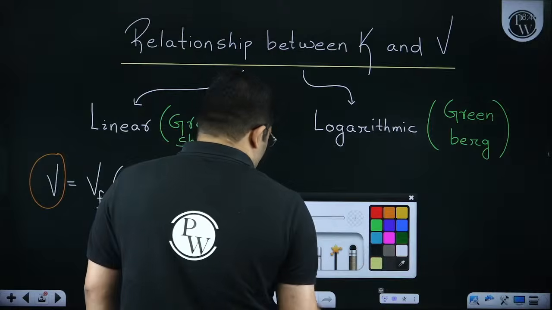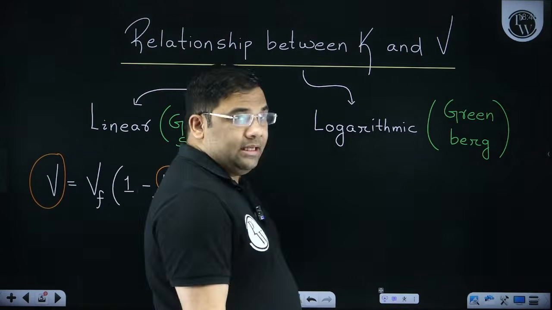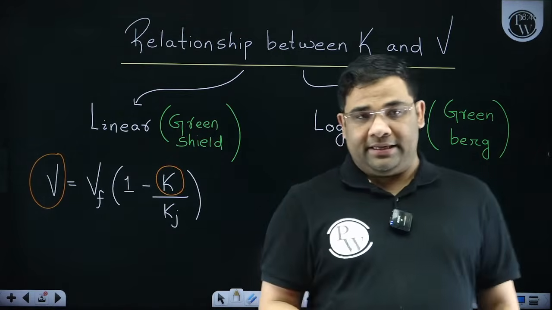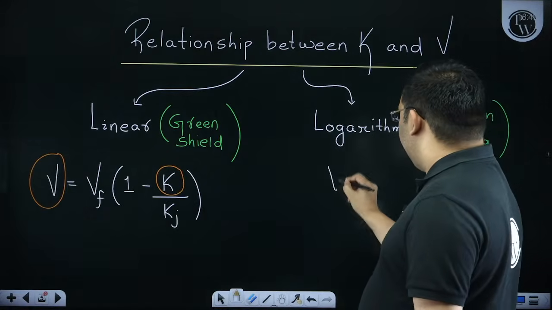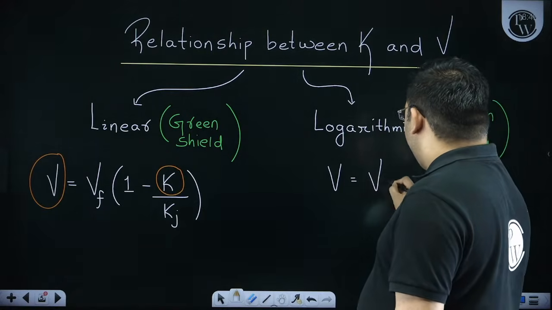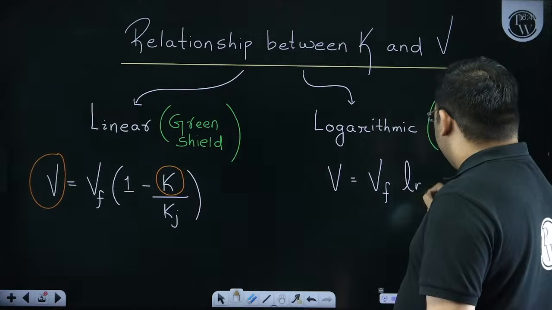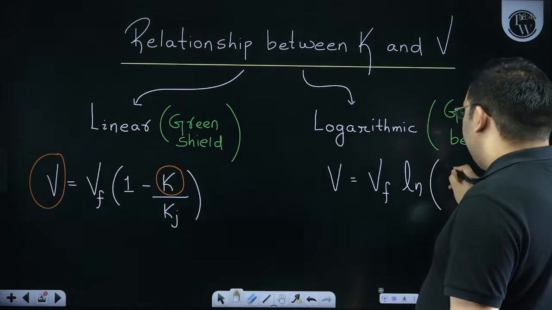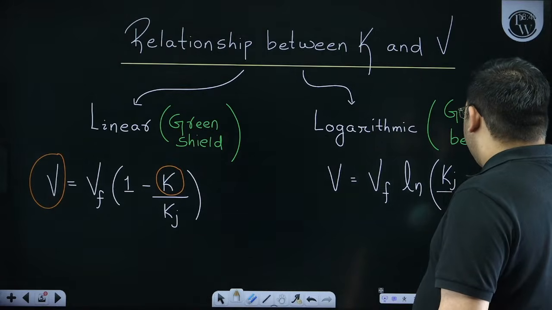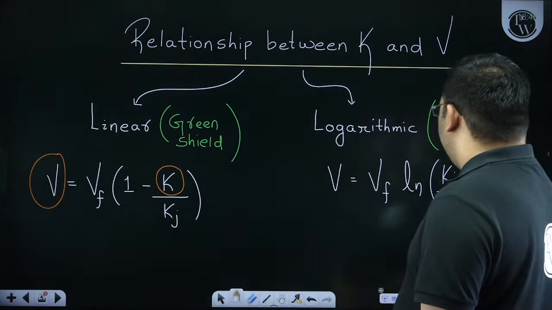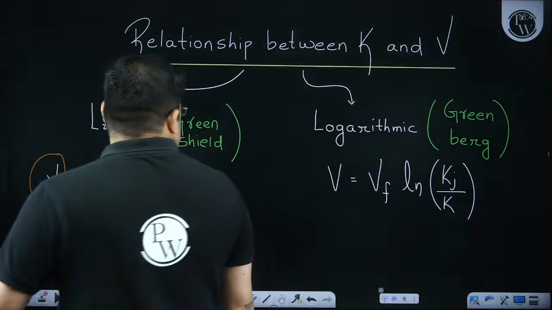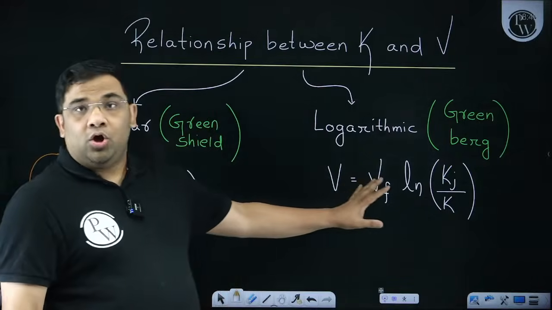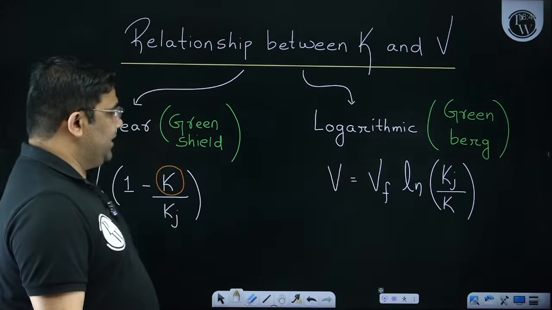For the Greenberg model, I told that the relationship is logarithmic. So the equation becomes V is equal to Vf ln, where ln means log base e, then kj by k. So you can see here we have a logarithmic relation, and the Greenshields is linear.